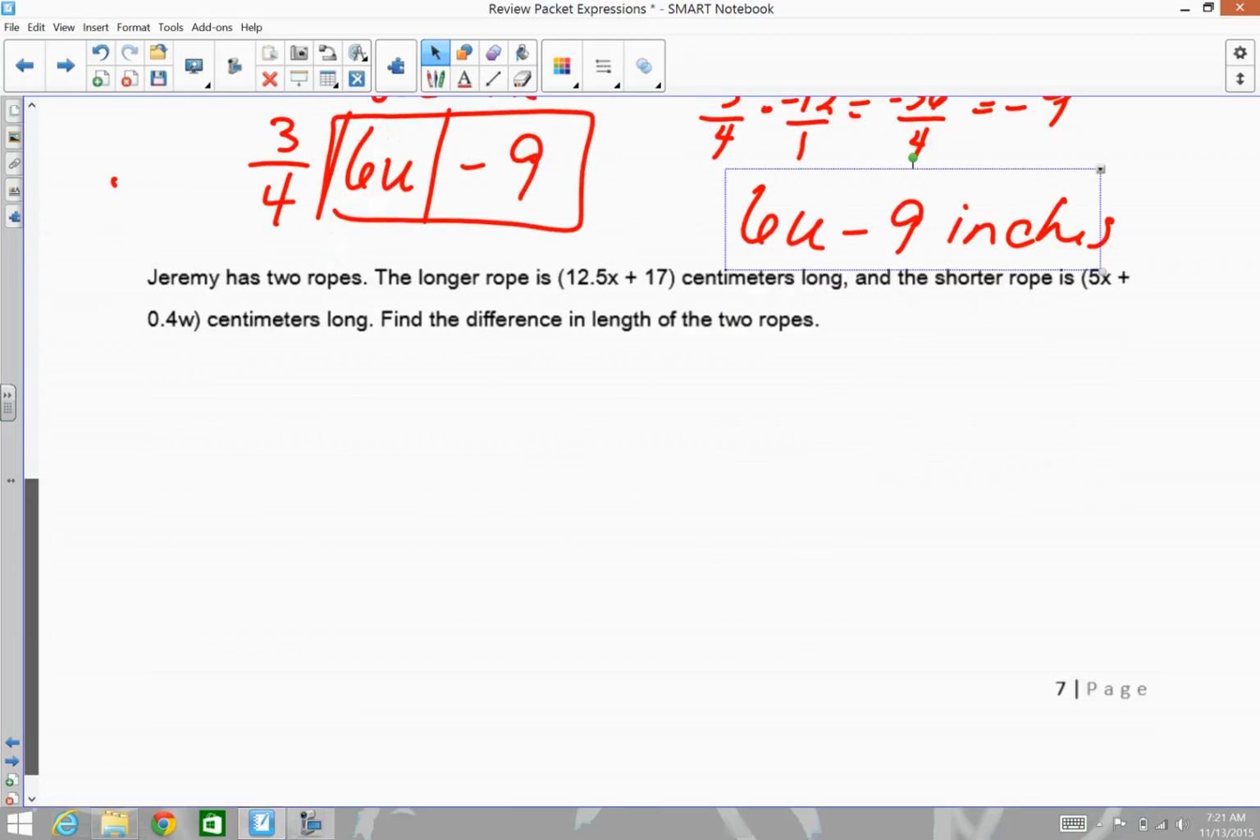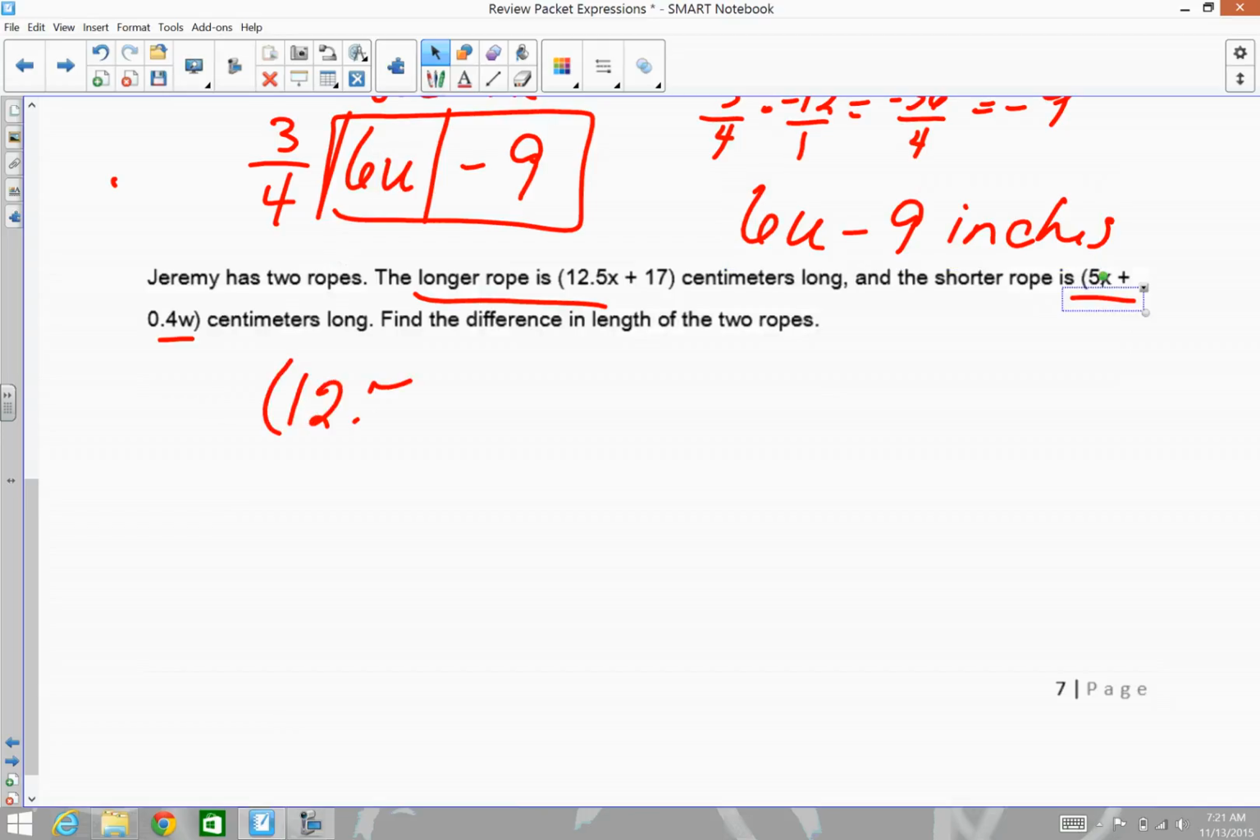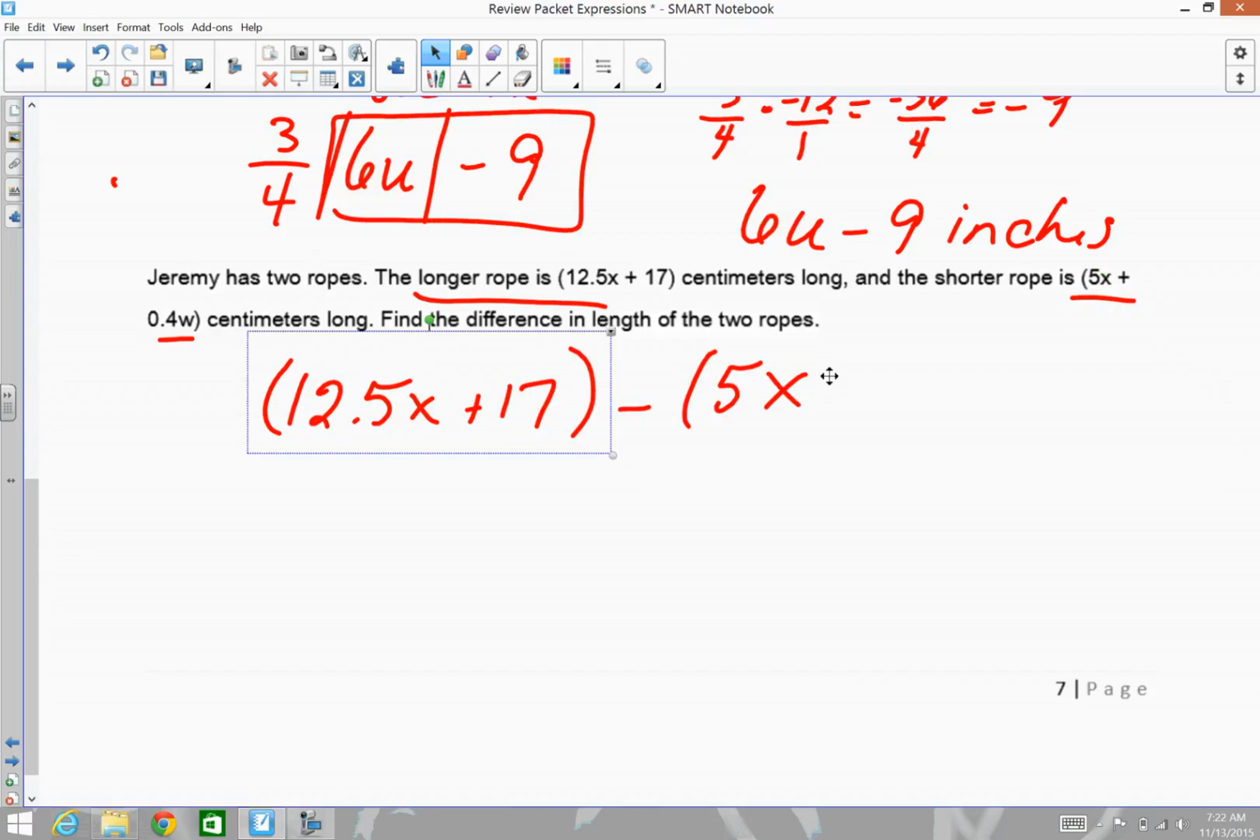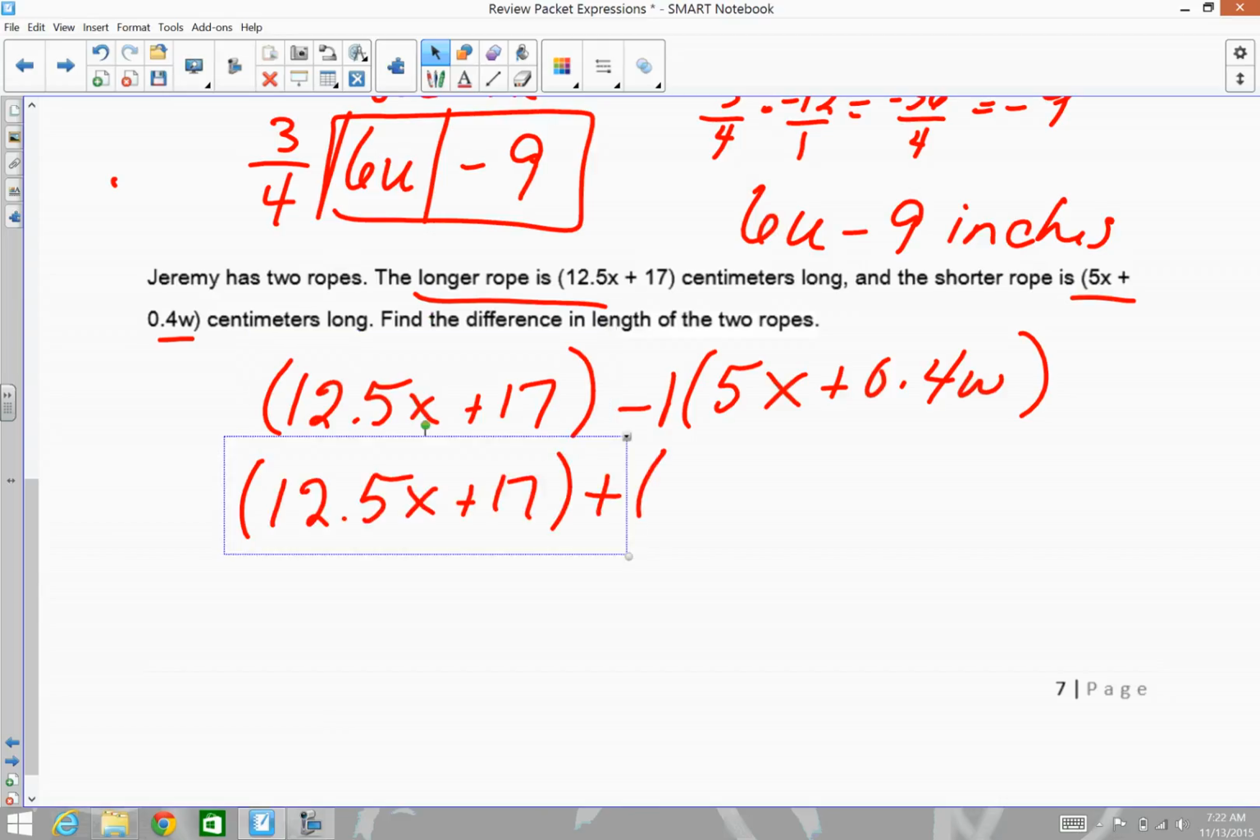Okay, and then lastly, okay, we're subtracting longer rope minus the shorter rope. So we have 12.5x plus 17 minus 5x plus 0.4w. Okay, and then recognize that there's really a secret 1 here. So we're gonna keep this, change to addition, change to a -1.